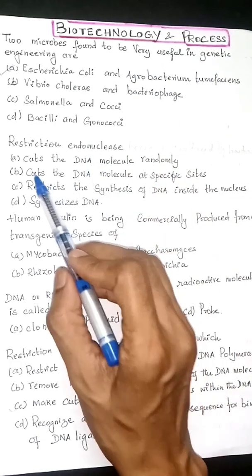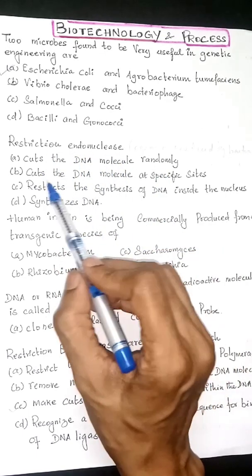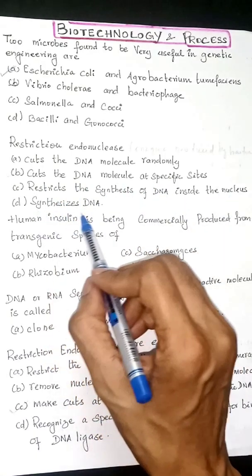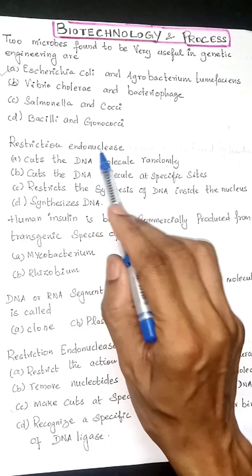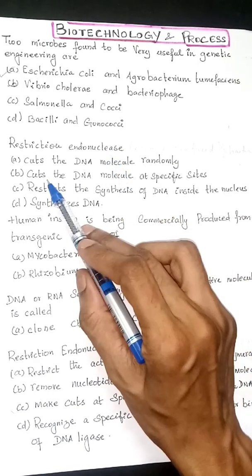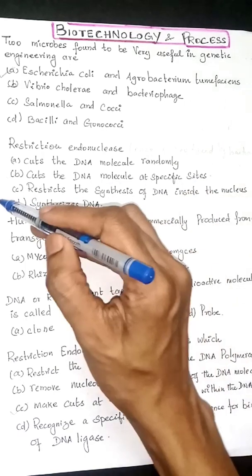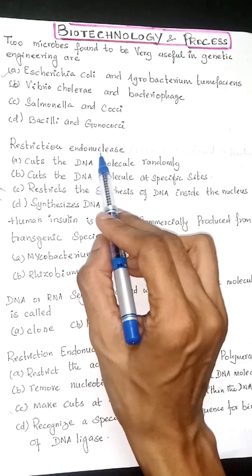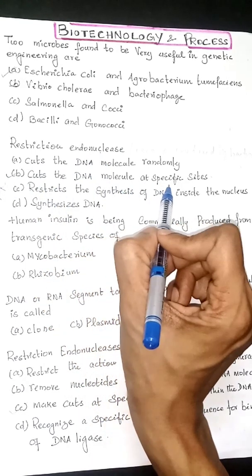Restriction endonuclease. The function of the enzyme restriction endonuclease is: cuts the DNA molecule randomly, cuts the DNA molecule at specific sites, restricts the synthesis of DNA inside the nucleus, or synthesizes DNA. Restriction endonuclease is an enzyme produced by bacteria which is used in genetic engineering to cut the DNA molecule at specific sites. DNA has two strands, so to cut at the desired site, the restriction endonuclease enzyme is used. So the second choice is the correct answer, cuts the DNA molecule at specific sites.